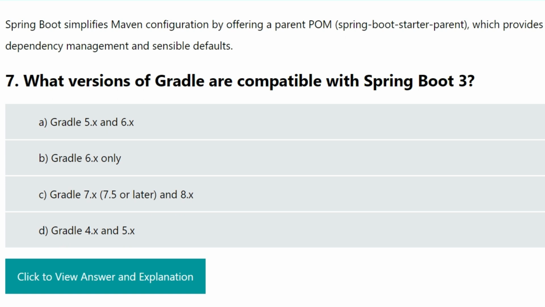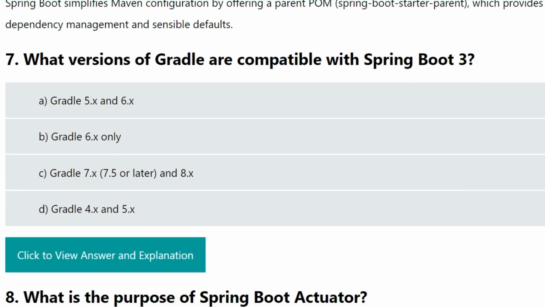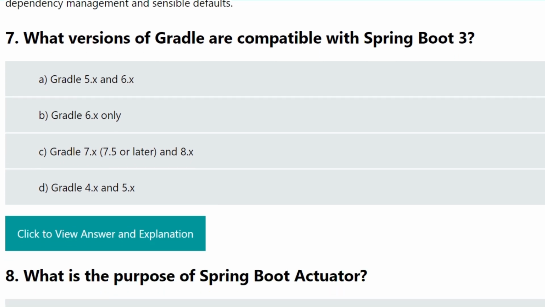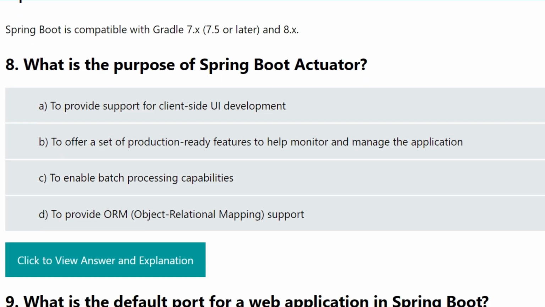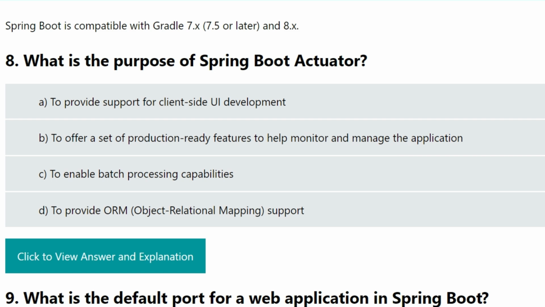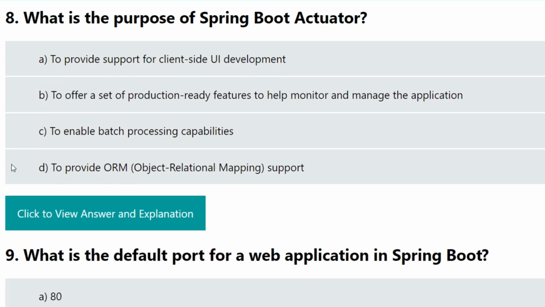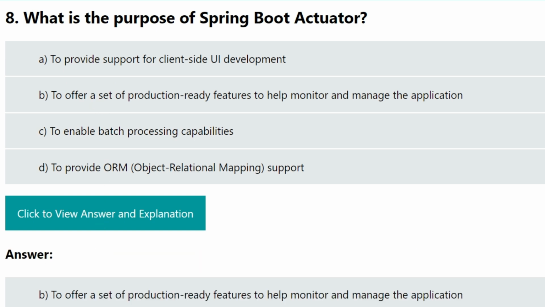Now the next question is, what versions of Gradle are compatible with Spring Boot 3? So Gradle 7.x or 8.x is fine for Spring Boot 3. So C will be the correct answer. Then the next is, what is the purpose of Spring Boot Actuator? So Spring Boot Actuator will monitor the application, to offer production-ready features, help monitor and manage the application. So B will be the correct answer here.